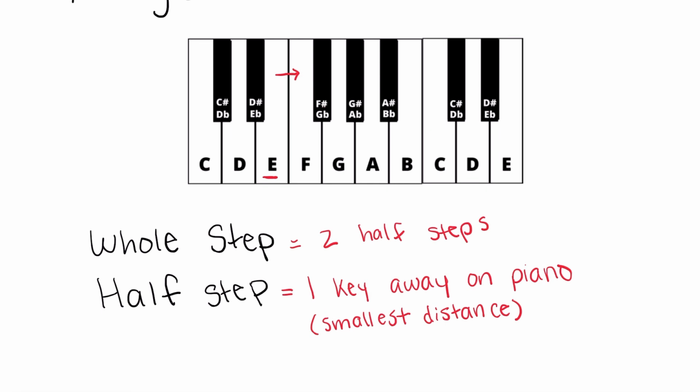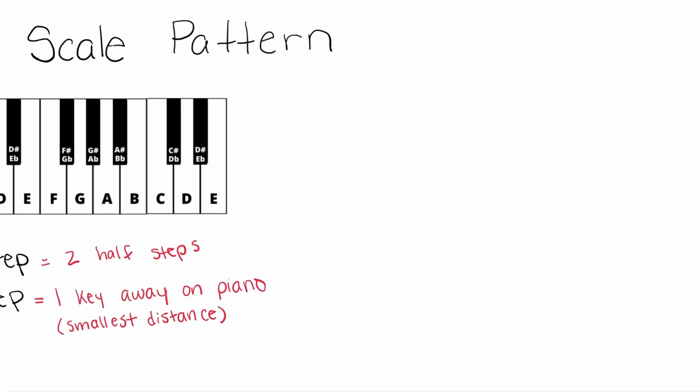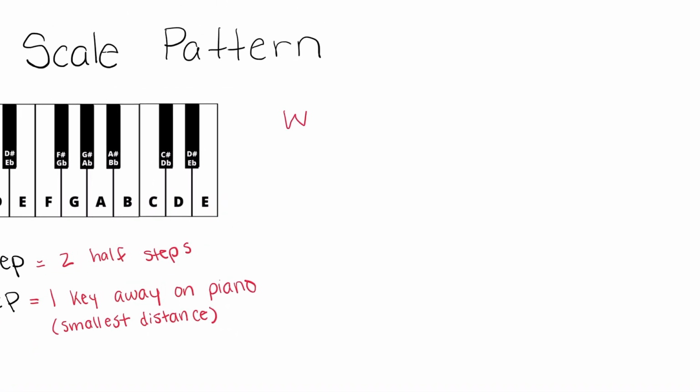We can also start on a black key. So if we started on F sharp and we wanted a whole step, we would go from F sharp to G, and then from G to G sharp, and that would be a whole step. So that's our whole and half steps. Our major scale pattern is whole, whole, half, whole, whole, whole, half.